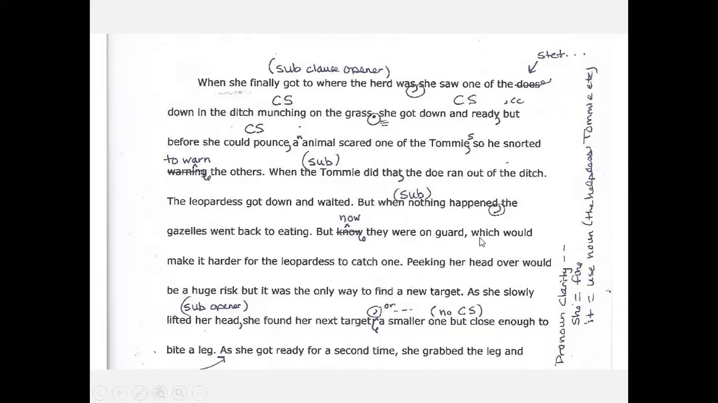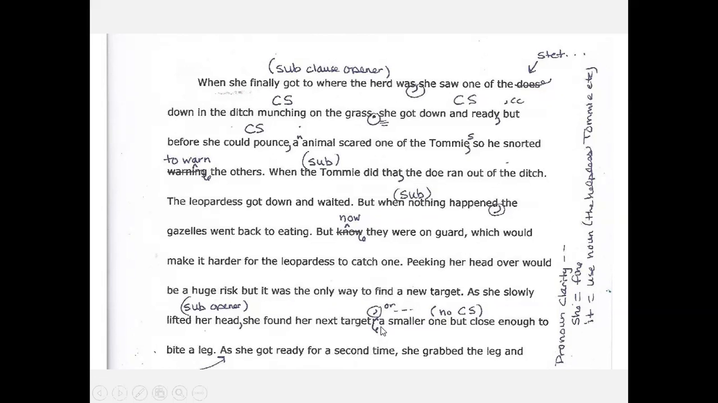Very good punctuation there of that closing which clause. Peeking her head over would be a huge risk. Oh, I missed it, comma, but it was the only way to find a new target. We're missing a comma right here: complete sentence on the left, complete sentence on the right. As she slowly lifted her head, comma, subordinate clause opener, she found her next target.